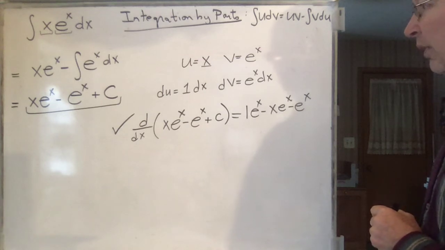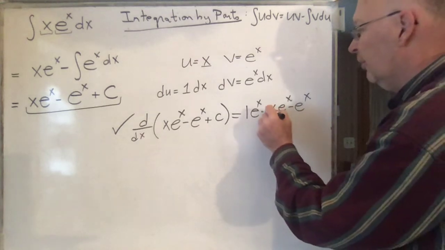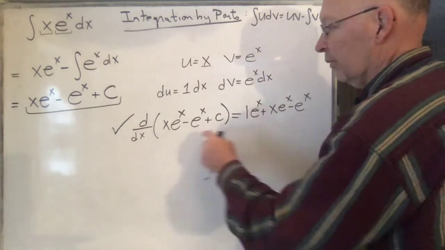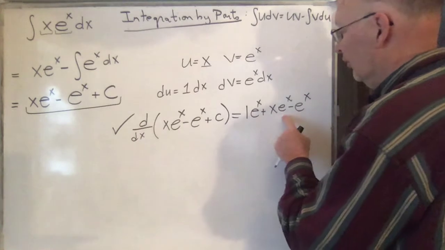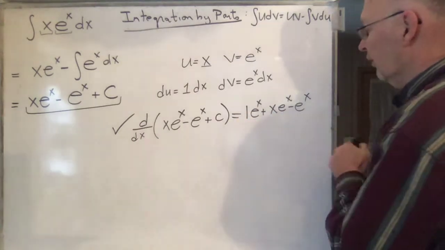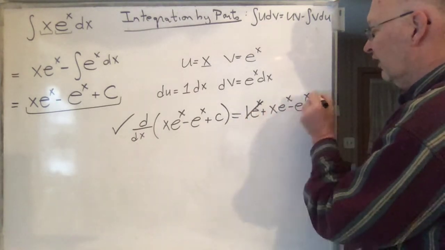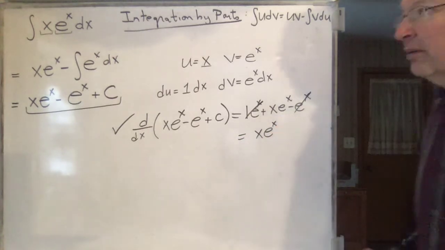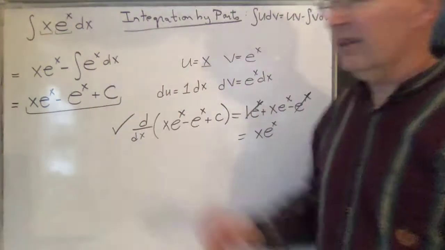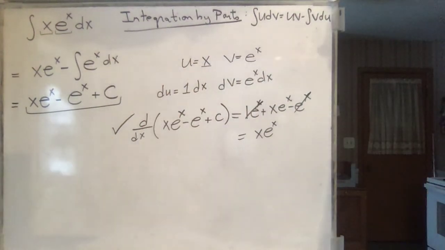What do we end up with? Oh, this should have been a plus here. Okay, right? The product rule says the derivative of the first times the second plus the first times the derivative of the second. And notice that these two things go away, and you end up with your x e to the x, which is what we wanted. So there it is. That's called integration by parts.